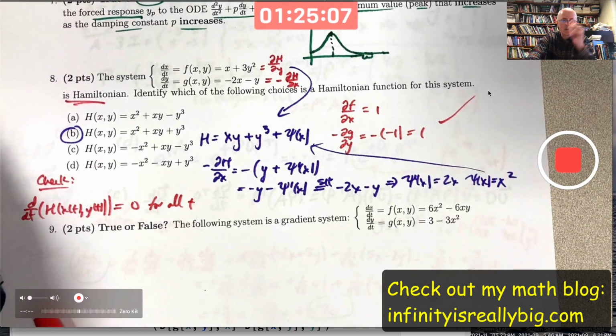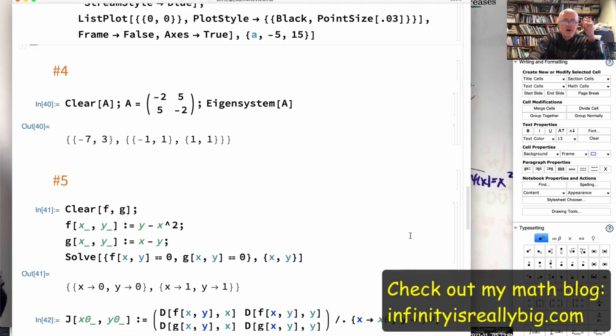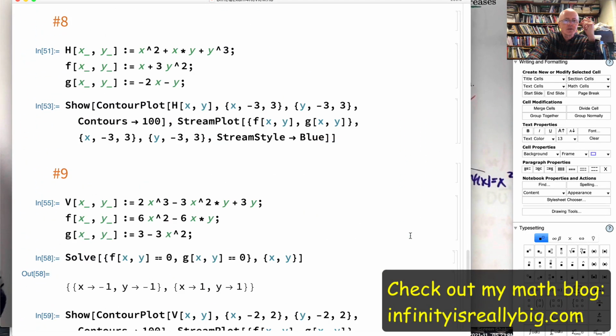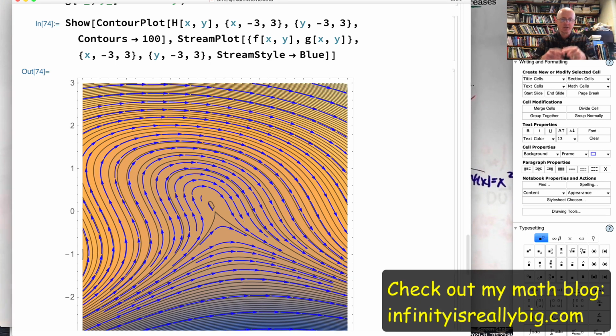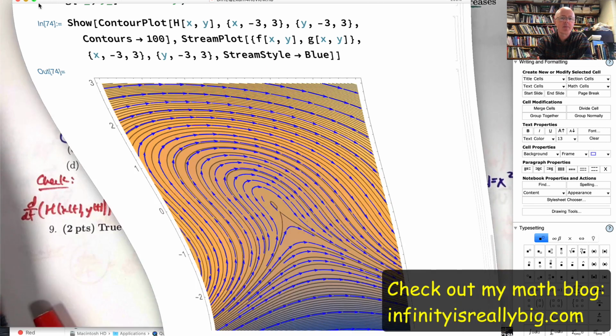Let's go ahead and look at Mathematica quick for this problem. The Hamiltonian function for this problem can be taken to be this. And what we're seeing here is, first of all, level curves of the Hamiltonian function. Secondly, solutions in blue that lie on top of the level curves of h, where h is constant. Okay, but you need technology to be able to see that.